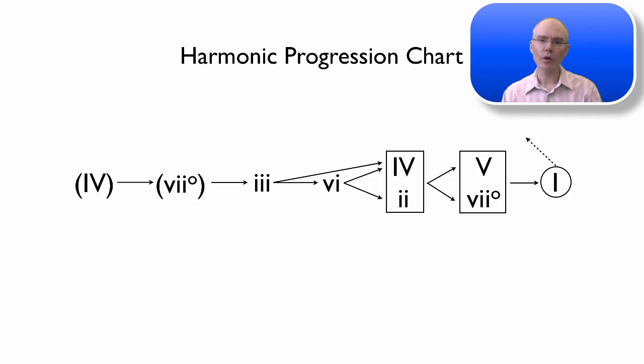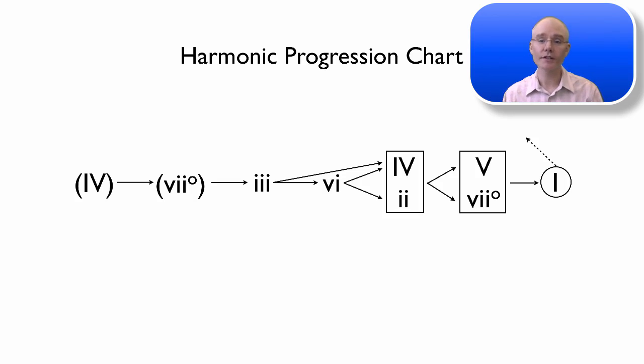But where do I start? What chord do I start on? What chord do I end on? What if I start on one chord, how can I go to another chord? Which chords can I go to? And that's a question of, what kind of harmonic progressions do we find in classical music?